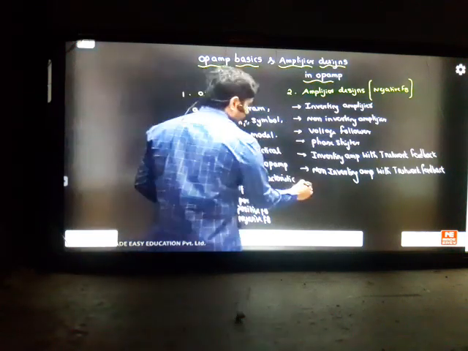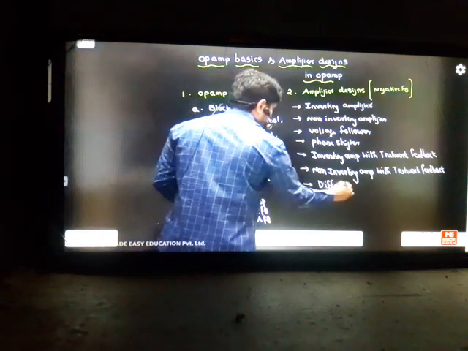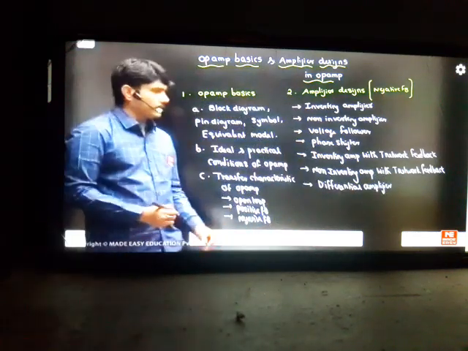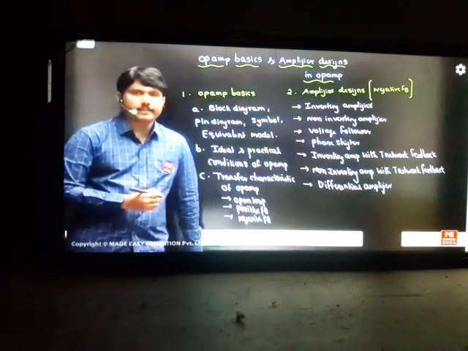Now coming to the one amplifier that is remaining. That is called the differential amplifier. Another amplifier is a differential amplifier using op-amps. Till now we have used only a single input, inverting or non-inverting. The last amplifier we are using is the differential amplifier.